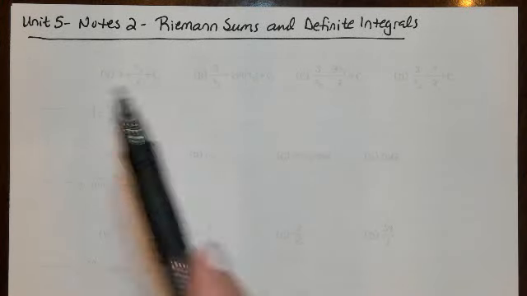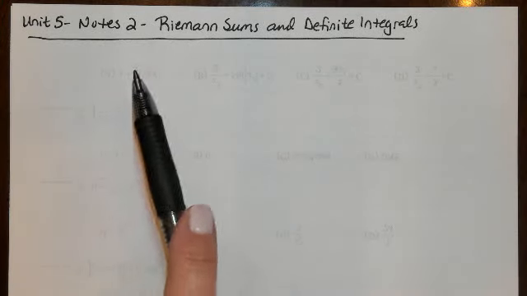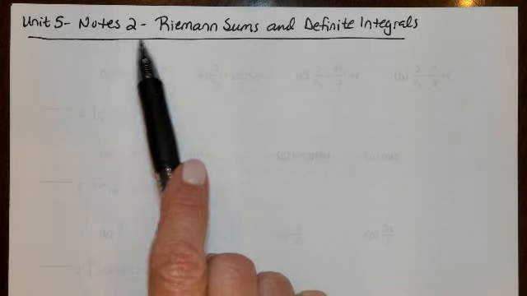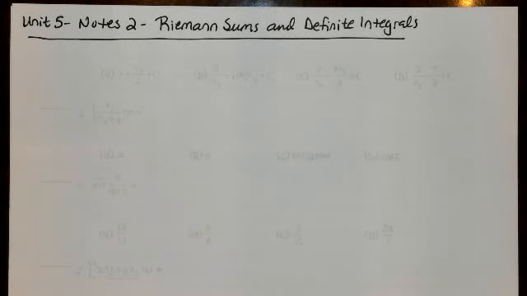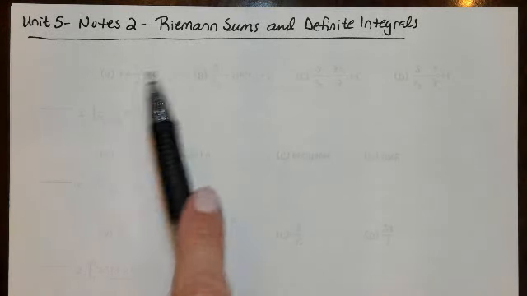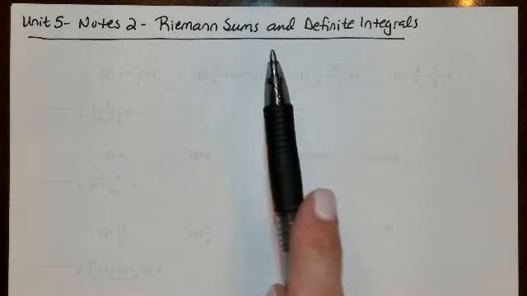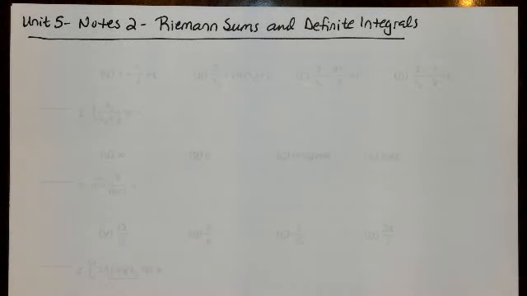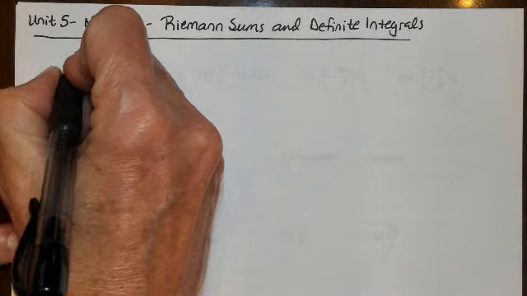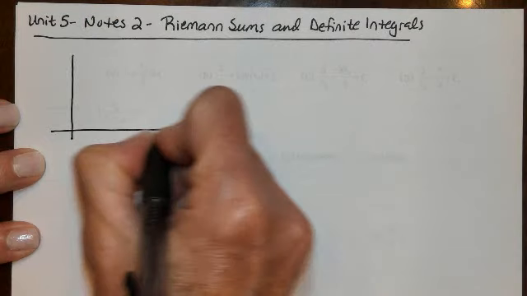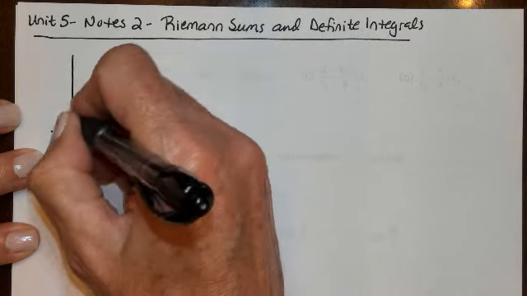We are on Unit 5. This is our second section of this unit, and in this section, we are going to be looking at what are called Riemann sums and definite integrals. So in this section, we are focusing on finding the area underneath a curve.